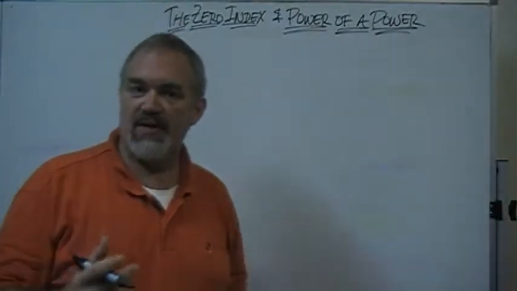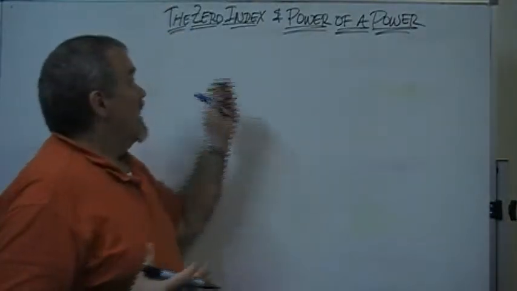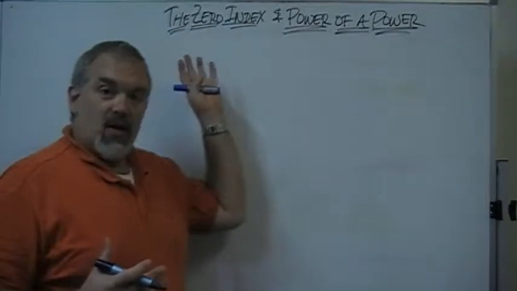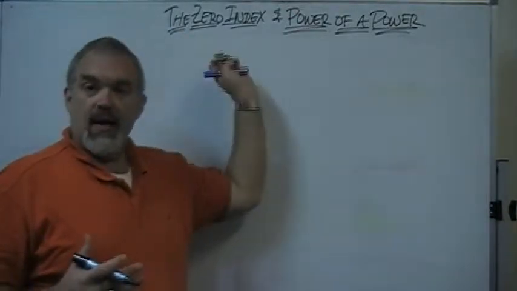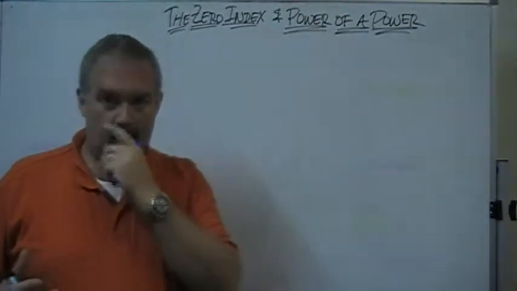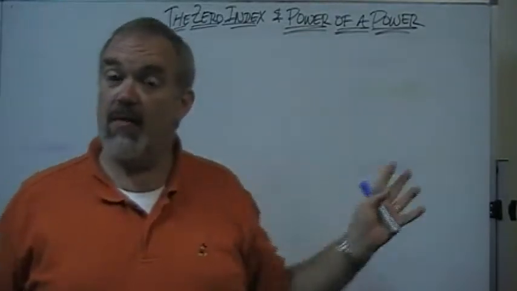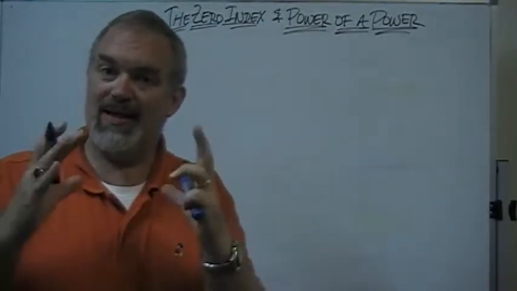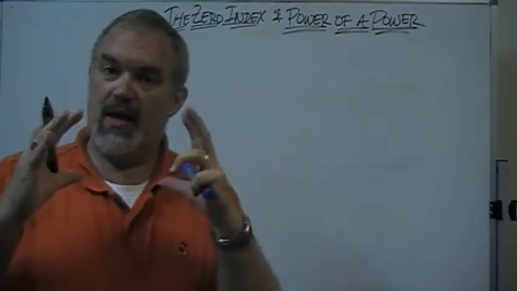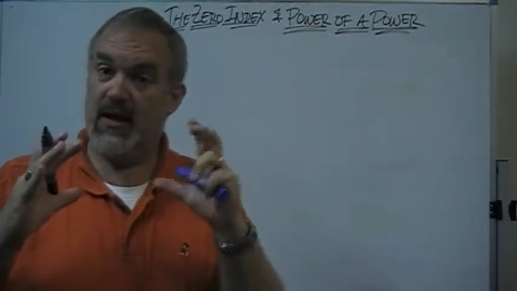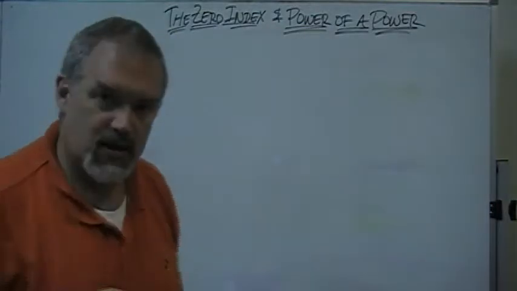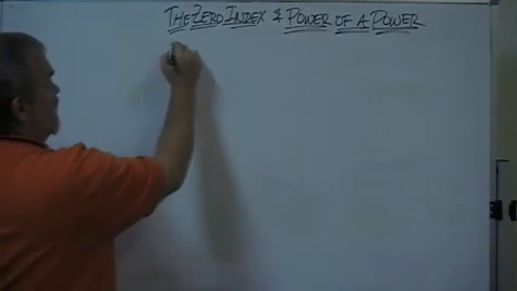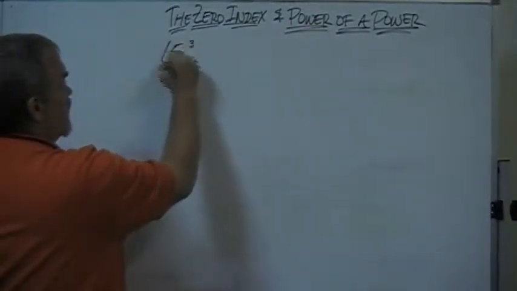Okay, we have two concepts that we're going to talk about today that have to do with index laws, and they are the zero index and the power of a power. We're going to talk about power of a power first. When we talk about power of a power, it's the example of something that has a power inside the brackets and then a power outside. So let's say we had, for example, 5 cubed to the 4th.